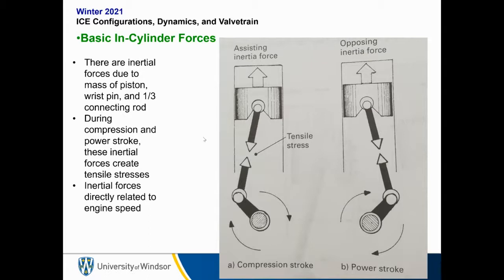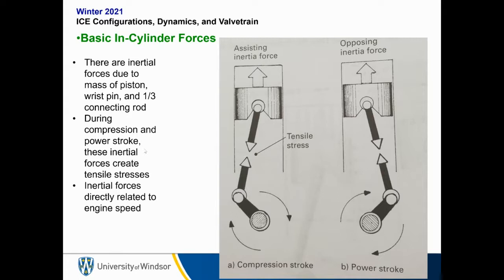Now, if we look at the other type of force, the inertial force, well, it's actually the opposite. The inertial forces are due to the mass of the piston, the wrist pin, and 1/3 of the connecting rod. So during compression and power stroke, these inertial forces create tensile stresses. During the compression stroke, the inertial forces are assisting, whereas during the power stroke, the inertial forces are opposing. And these inertial forces are directly related to engine speed. As the engine spins faster, we're going to have higher accelerations, and therefore higher inertial forces.